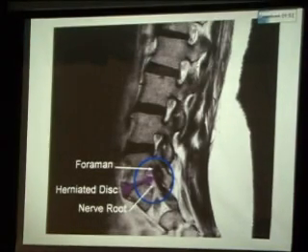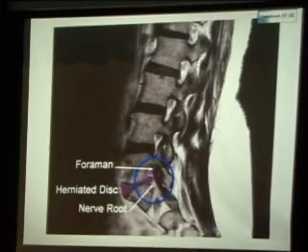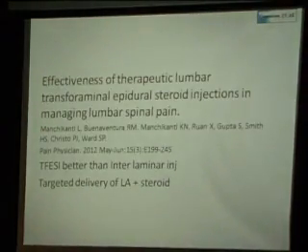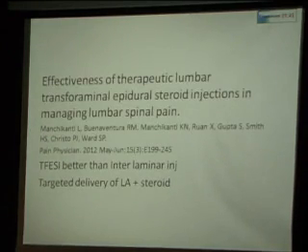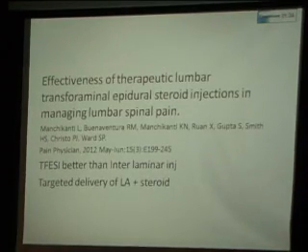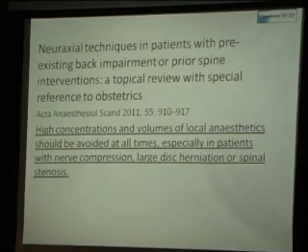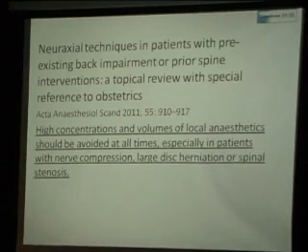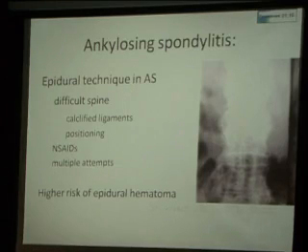This is a patient with a prolapsed vertebral disc causing impingement of the nerve, and it has been shown that instead of giving a conventional epidural injection, a transforaminal epidural steroid injection is more helpful because it entails a targeted delivery of local anesthetic and steroid to the point of injury. And just to re-emphasize the fact that high concentrations and volumes of local anesthetic should be avoided at all times, especially in patients with nerve compression, large disc herniation, or spinal stenosis.